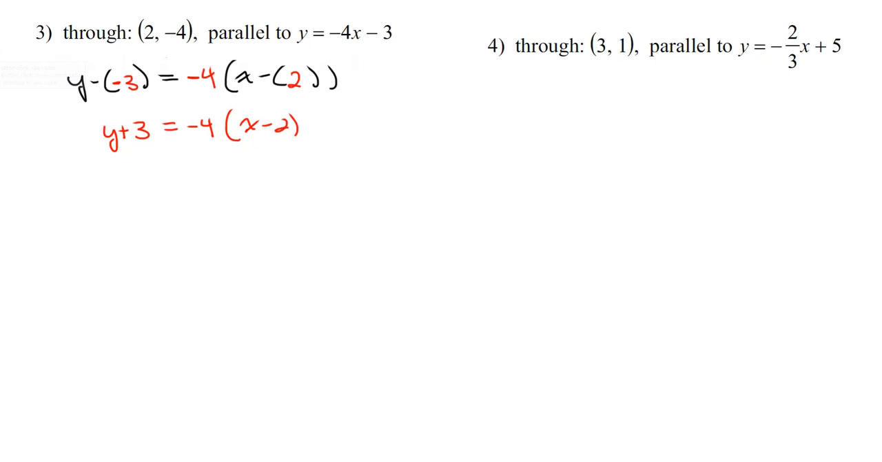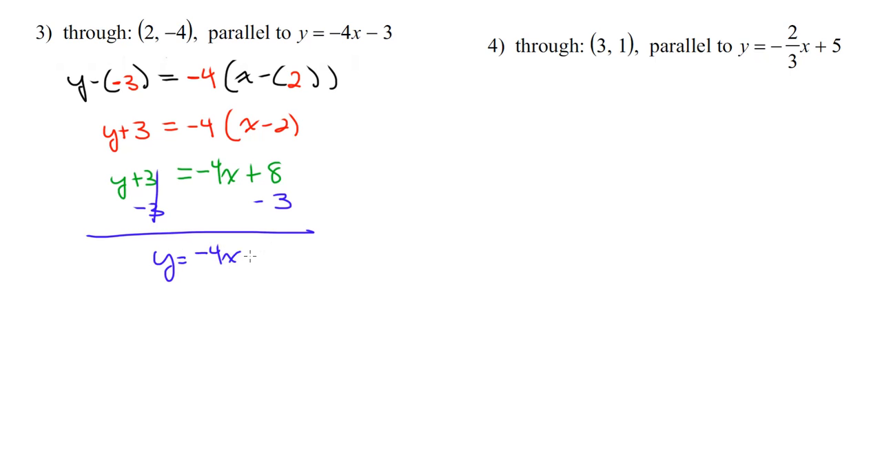So next we're going to distribute. So -4 times x is -4x, and -4 times -2 is +8. And then finally, we need to subtract 4 from both sides. y = -4x + 4.